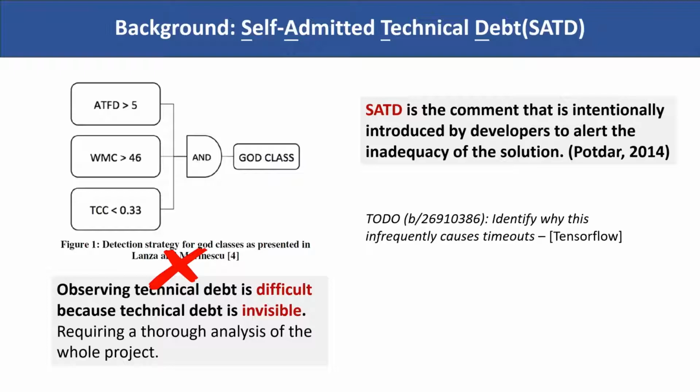To fill this gap, we use self-admitted technical debt, that is SATD, as an indicator of technical debt. More specifically, such technical debt is a comment that is intentionally introduced by developers to alert to an improper solution and is acknowledged by the developer. For example, in TensorFlow, a comment saying "identify why this infrequently causes timeouts" shows that the corresponding code is problematic and needs further investigation.